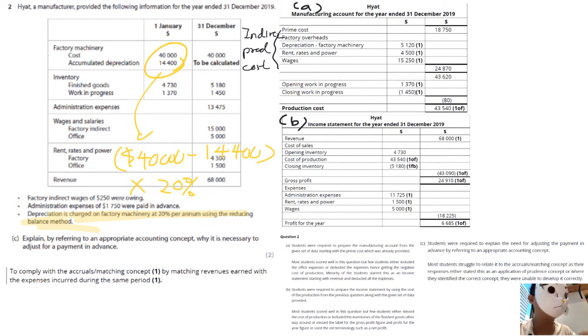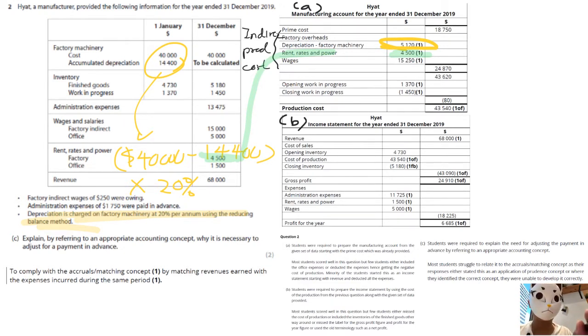Okay, so let's move on to another one. It's called the rent, rate, and power. Let's take a look. You can see there's 4500 for the factory and 1500 for the office. So what you need to do is just put down this one. If you put down the office, no, because we'll only include those indirect production costs.